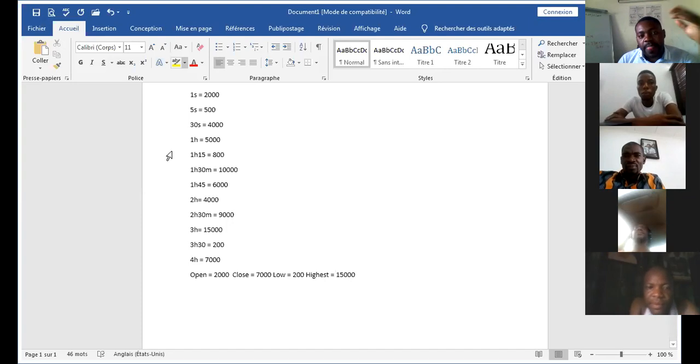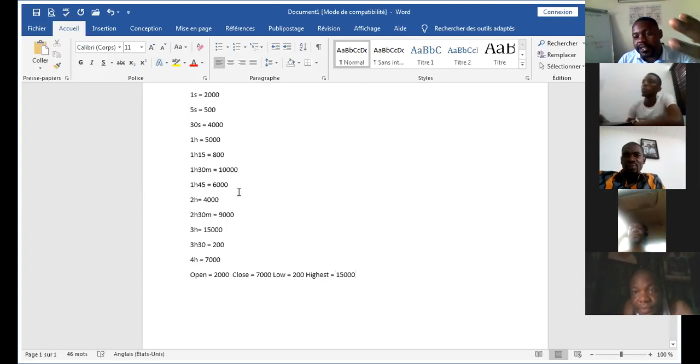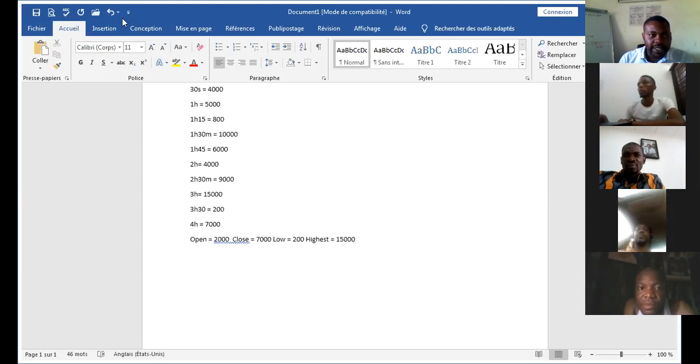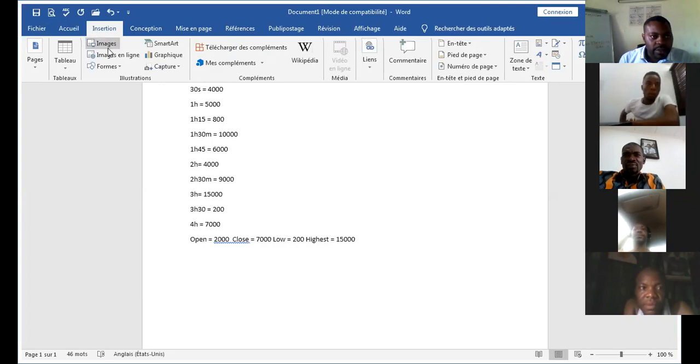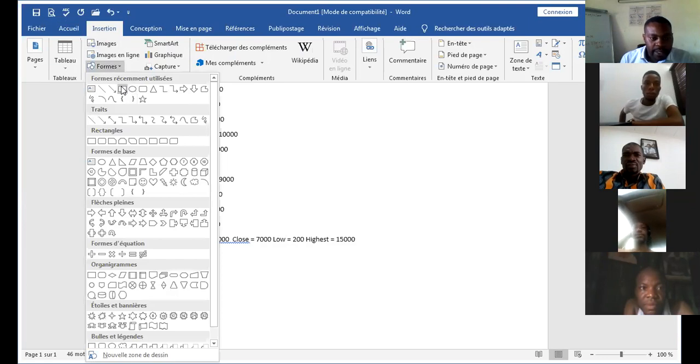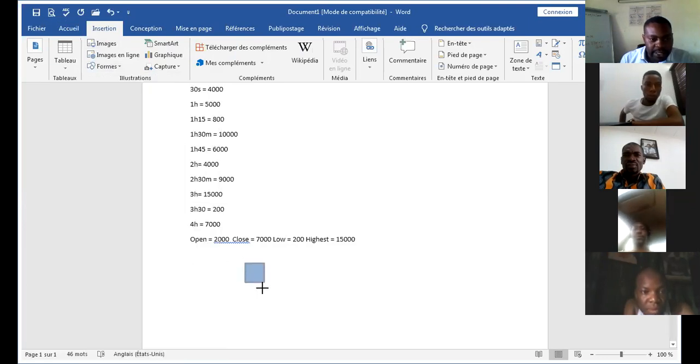So you can see there are a lot of prices that were offered within 4 hours, but we needed just 4 crucial prices: the open, the close, the high, and the low. Let me draw your candlestick for you now, so that you can see your candlestick based on these prices. I hope my Microsoft Word is still as good as I used to know. I want to insert a rectangle. Okay, that is it.